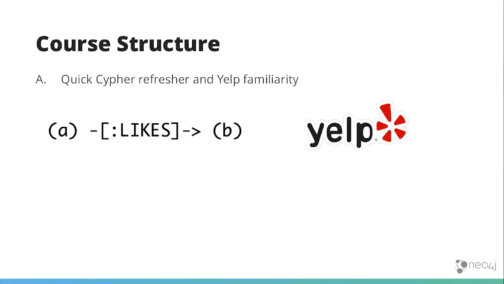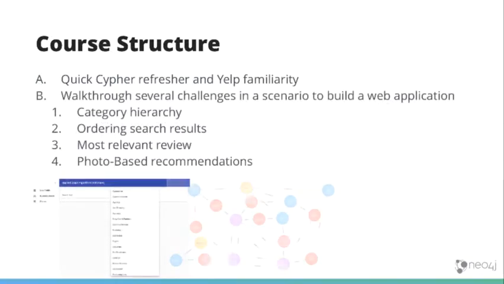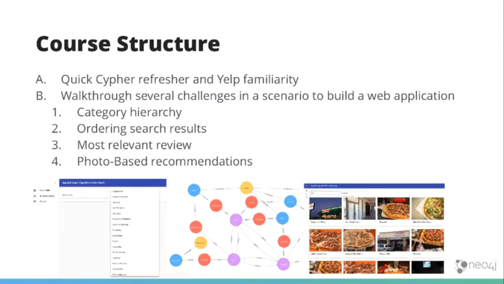This course will start with a quick Cypher refresher and a few exercises to get you familiar with the Yelp data itself. We'll then walk through several challenges in a scenario about building a web application. We'll look at category hierarchy, and we'll use overlap similarity for that. We'll look at ordering search results using Pearson similarity for that. We'll also look at the most relevant reviews, looking at personalized page rank. And then we'll have photo-based recommendation using Jaccard and label propagation as well.